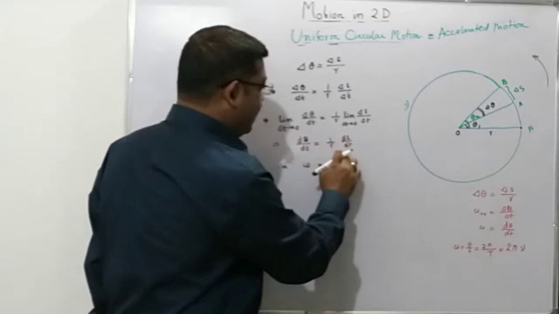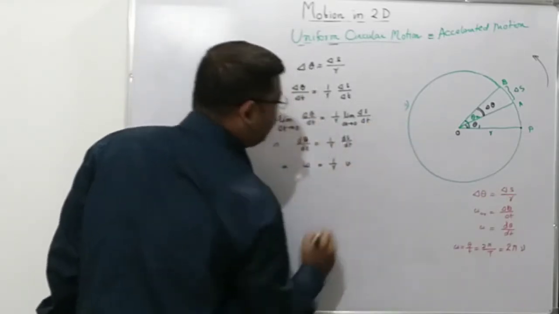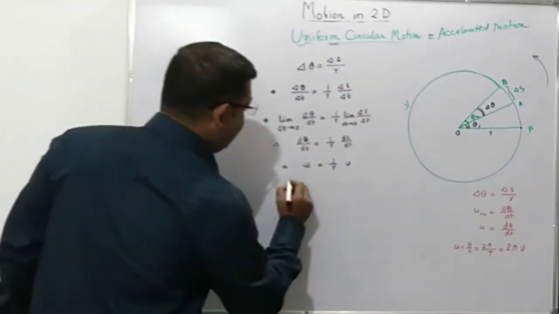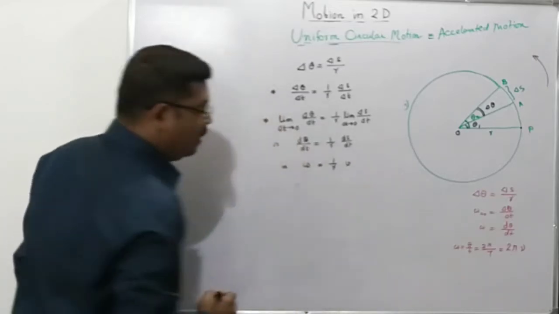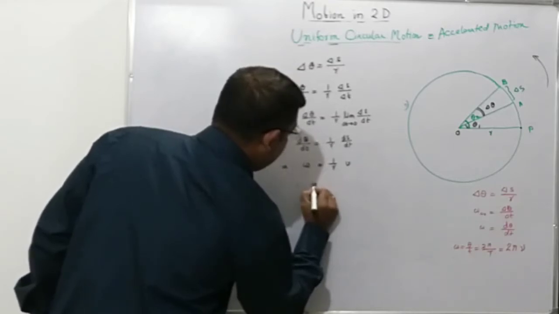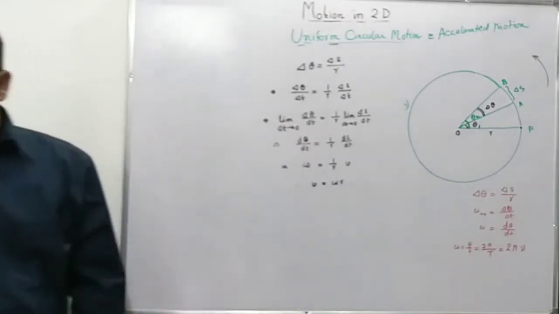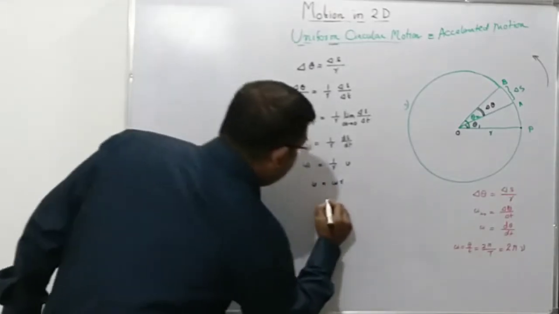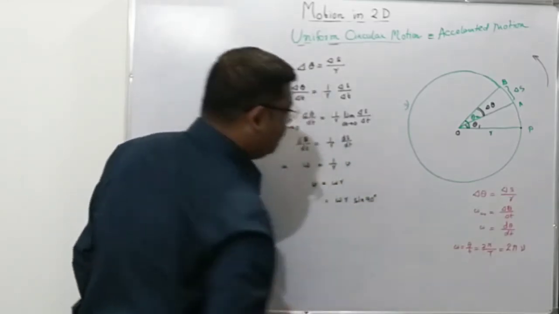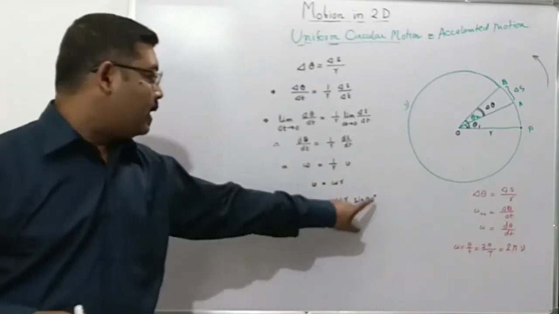Now ds by dt, the path length by time, will give us the speed, that is v, with which the object is traversing the circular path. So we are left with v equal to omega r, right? Or we can rewrite this as omega r sine 90 degree. Are we clear with this? Because sine 90 degree is 1.